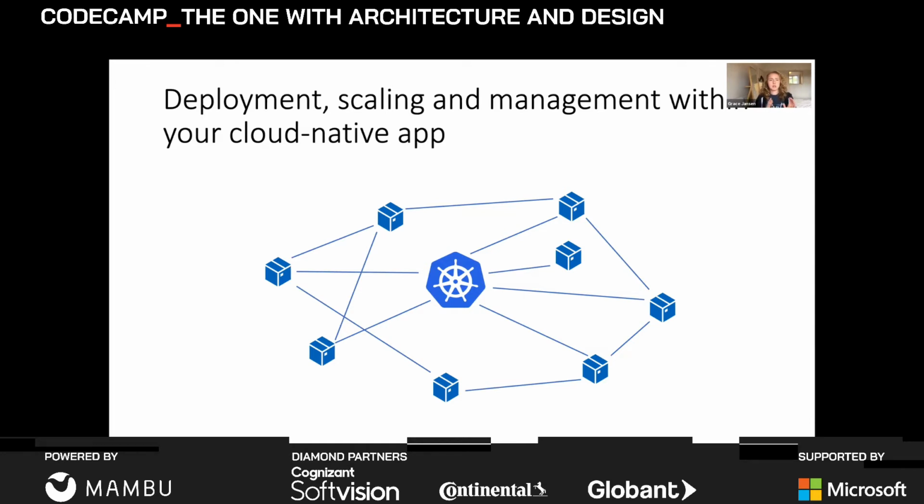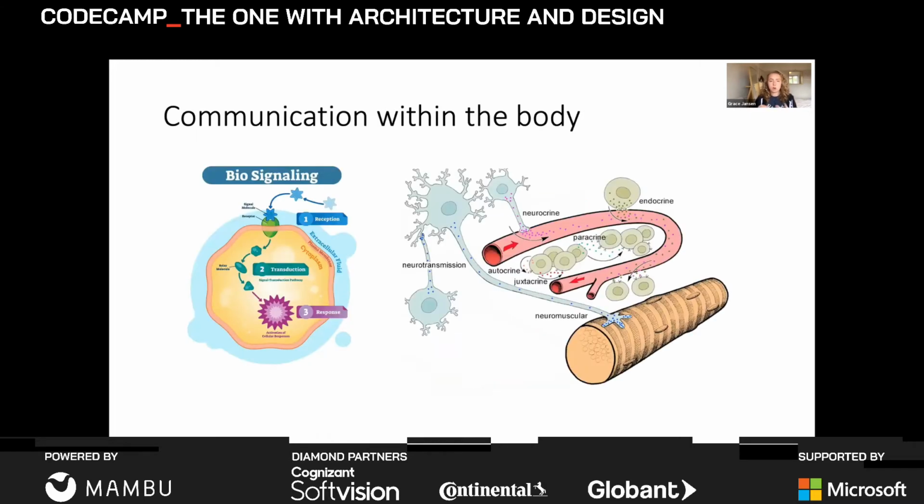Okay, so we've looked at how we can deploy, scale, and manage them. What about how they communicate? Communication is obviously vitally important in order for us to keep our application up and running, and it's the same thing in the body. The body is able to signal each component, so each cell in this case is able to signal to other parts of the body through various different mechanisms.